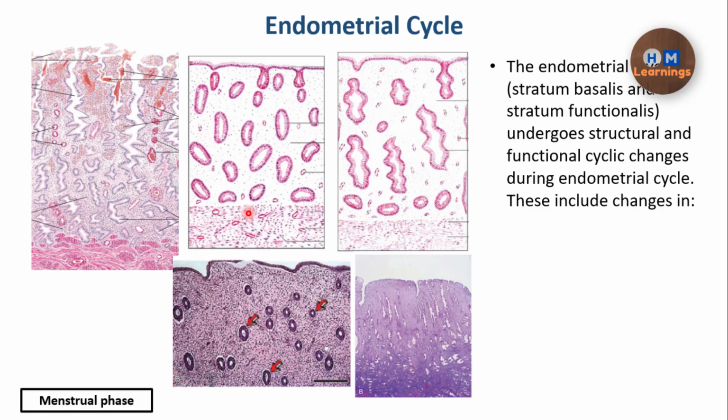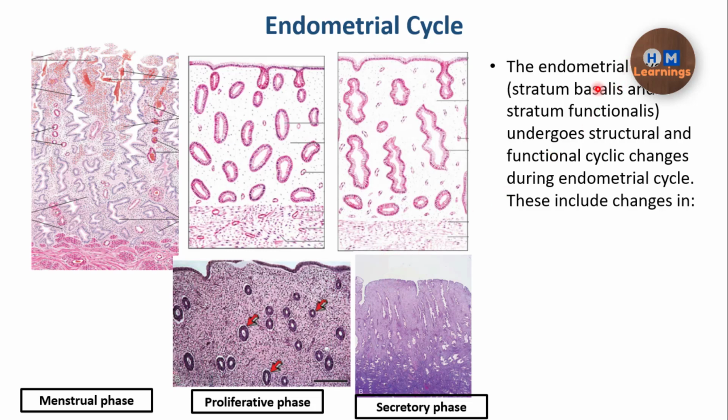So here this is a menstrual phase. Okay, in the next video I will definitely explain how you are saying it's a menstrual phase, and this is a proliferative phase, and this is a secretory phase. So you can see that there is a change in the histology of the endometrium, both in the schematic diagrams as well as under the microscope.